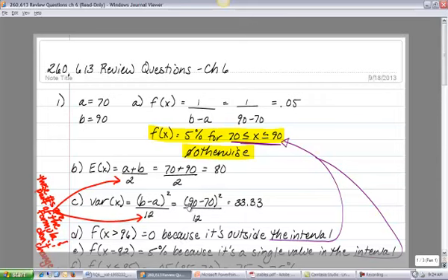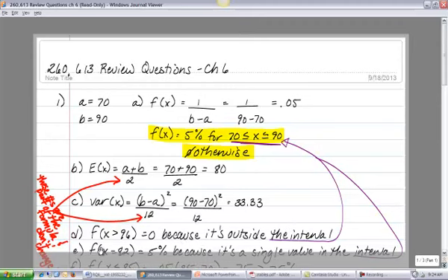Part D asks me, what is the probability of having a value greater than 96? Okay, well, look at my probability density function. It's 5% for values between 70 and 90. So what is the probability of having a value greater than 96? It must be 0 because it's outside the interval of 70 to 90. So that interval is key.